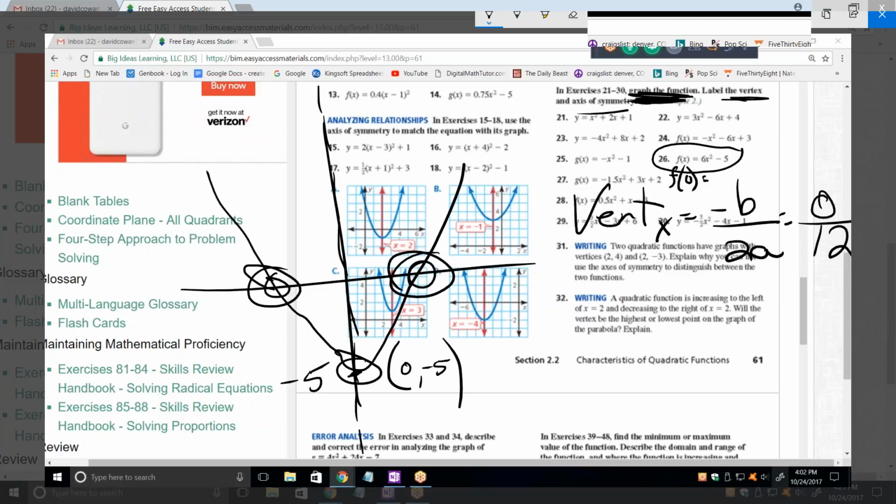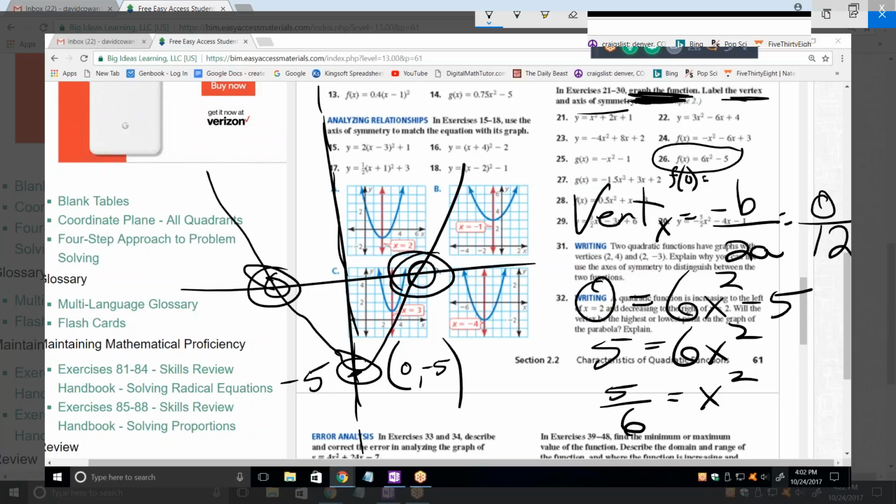0. So therefore, I set f of x equal to 0. That's what y is. And I solve this equation. Now, solve that equation for me. So add 5, so 5 equals 6x squared, and then divide by 6. So it's 5/6. And then square root it. The answer? That's fine.